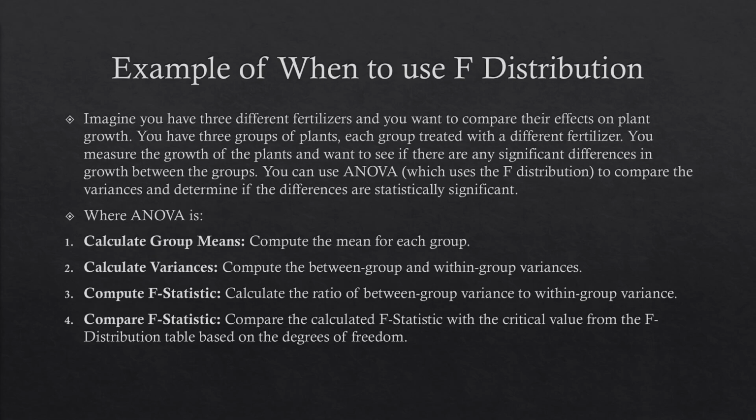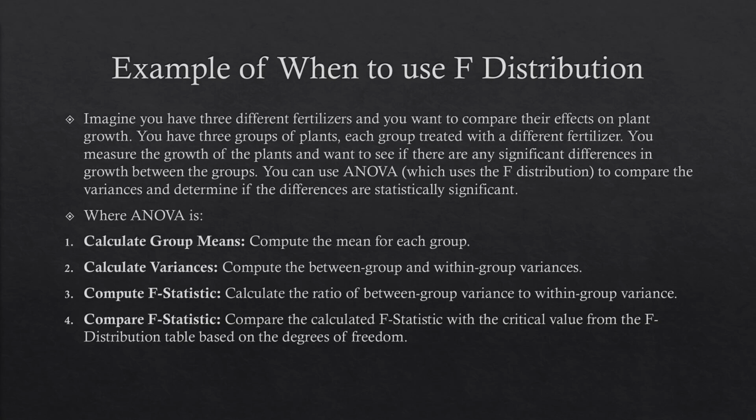So an example of when to use the F distribution would be, imagine you have 3 different fertilizers and you want to compare their effects on plant growth. So you can already notice that you have 3 different fertilizers, which would mean 3 different groups. That's a good indicator that we're using the F distribution. And then you have 3 groups of plants, and each group treated with a different fertilizer. You measure the growth of the plants and want to see if there's any significant differences in growth between the groups. And then you can use ANOVA to compare the variances and determine if the differences are statistically significant.